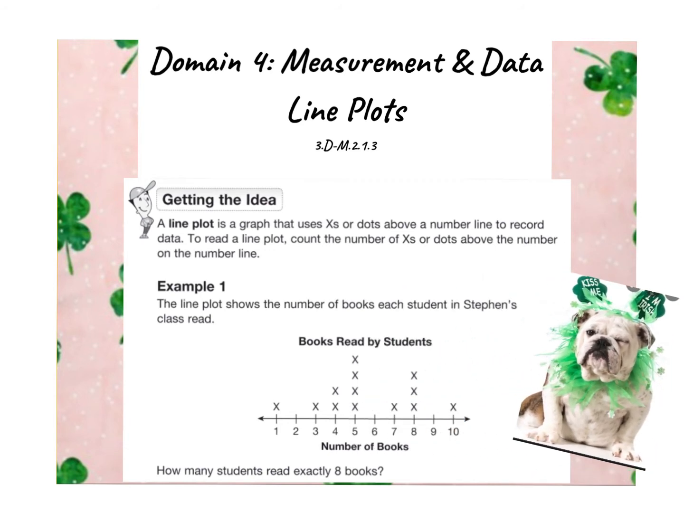So let's go ahead and think for a second. What do you think we're going to have to do to figure out how many students read exactly 8 books? We're going to look at this line plot. We're going to look at number 8, and we're going to count how many X's, right? 1, 2, 3. How many X's there are on that number line right by 8.